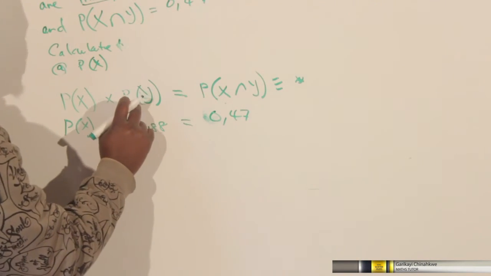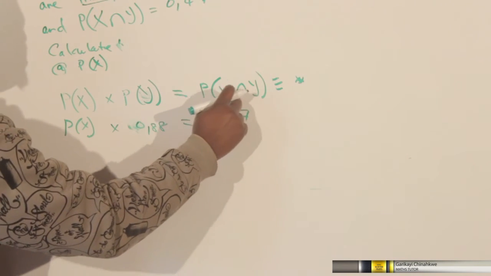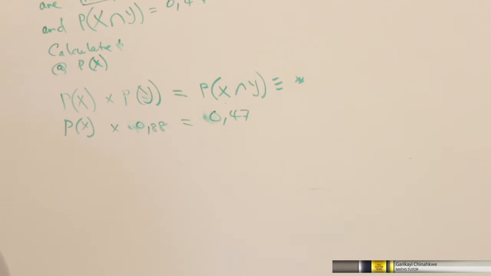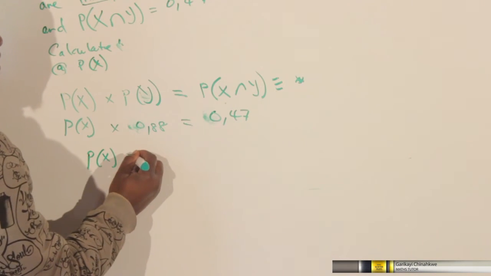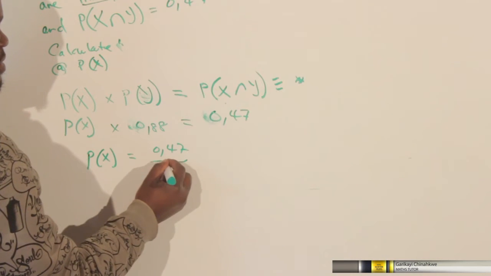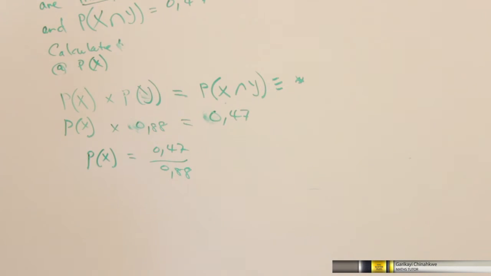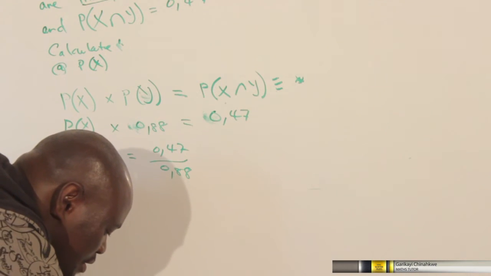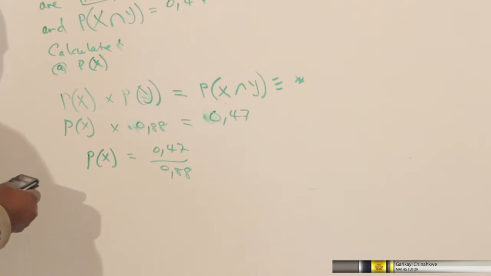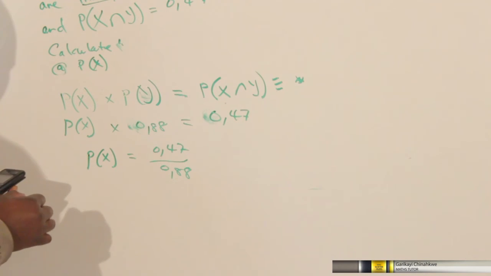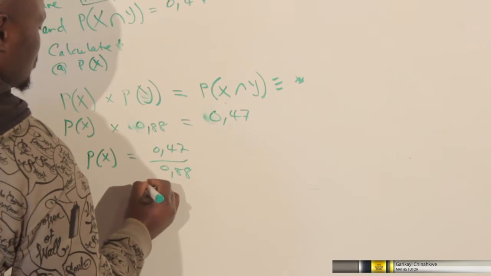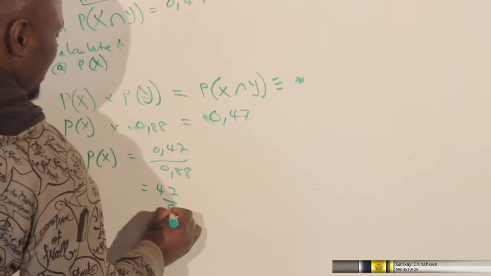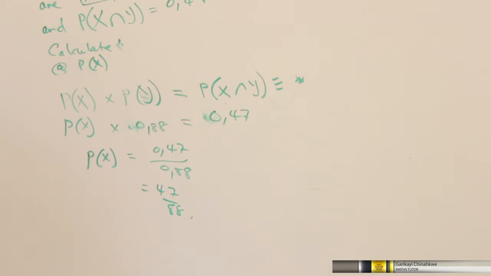Probability of y is 0.88. Probability of x intersection y is 0.47. Then we must make probability of x the subject. So therefore, probability of x is equal to 0.47 divided by 0.88. I'm going to use a calculator quickly, which is going to give me 47 over 88. All right, that's part A.